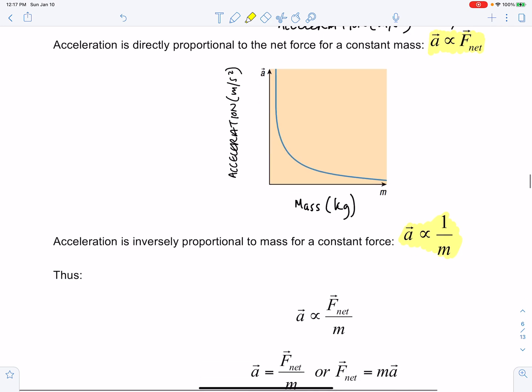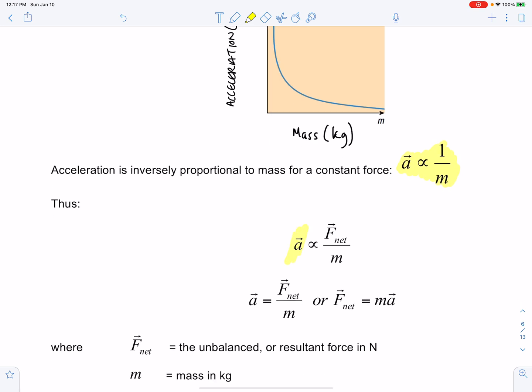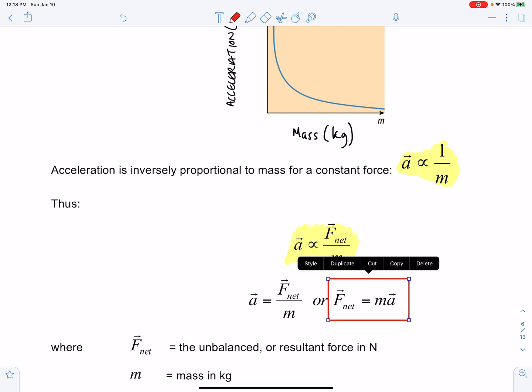You can combine these two proportionality statements together, stating that acceleration is directly proportional to the net force and inversely proportional to the mass. And this leads to a mathematical relationship, an equation for the net force. You can replace the proportionality symbol with the equal sign, and we have acceleration is equal to net force over mass. Or if we rearrange it in its most common form, we get this equation here, which states that the net force is equal to the mass times acceleration.